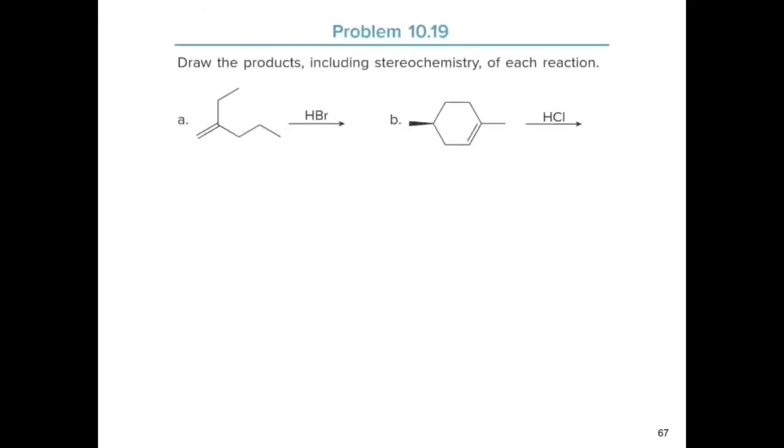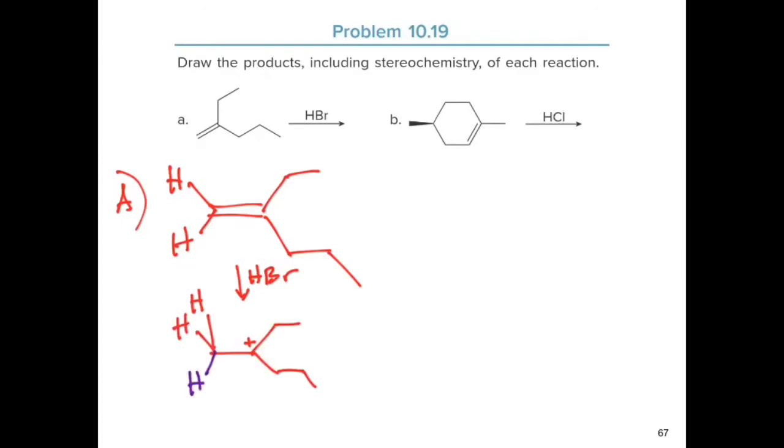So here's practice problem number 19. Draw the products, including stereochemistry, of each reaction. For the first one here, we have this alkene reacting with hydrogen bromide. The very first step here is the formation of the carbocation. When you analyze this carbocation, you can see that this is a stereogenic center because it has 1, 2, 3 different groups of atoms. And so what we have here is a stereogenic center.